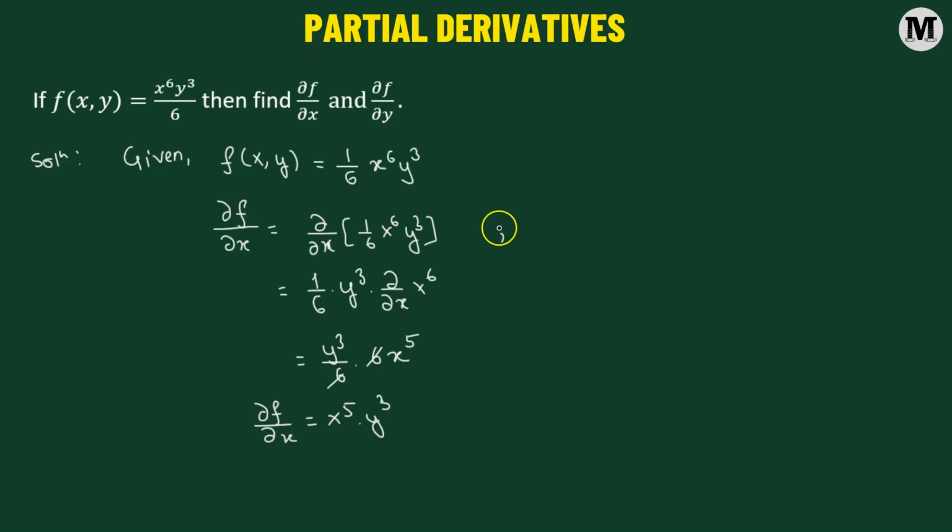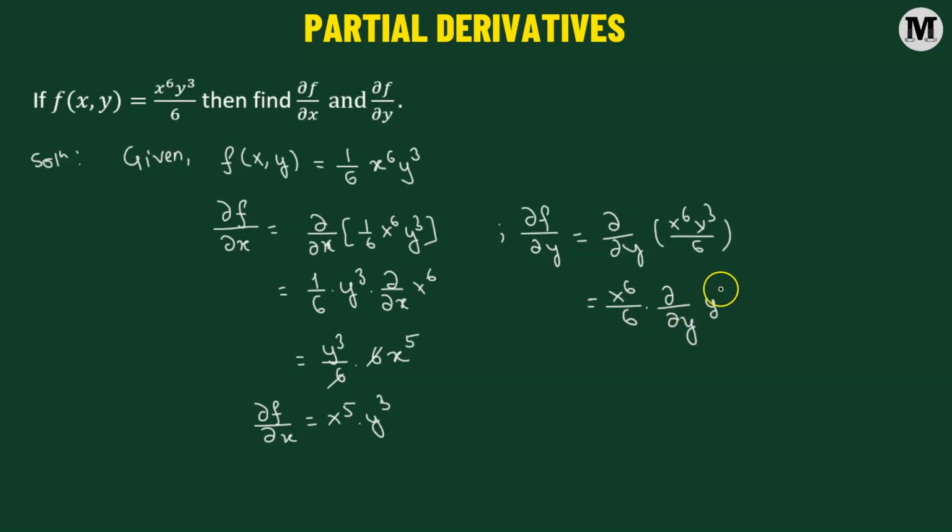Next, we'll try to find the partial of the function f with respect to y, which means we have to take the partial with respect to y of x raised to the power of 6 times y cubed divided by 6. Since we're taking the partial with respect to y, y is the variable here. Only y will be treated as a variable. Everything else will be treated as a constant in the given function. So we can pull out x raised to the power of 6 divided by 6, and this will simply be multiplied by the derivative with respect to y of y cubed.